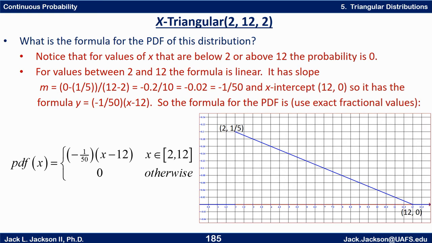Now the x-intercept is 12, 0, so it has the formula slope times x minus x-intercept. So that's negative 1/50th times parentheses x minus 12. That's the slope x-intercept form of that line. And so our formula is PDF of x equals negative 1/50th times x minus 12. X minus 12 is in parentheses. That works for x's from 2 to 12. It's 0 everywhere else. Now if you're going to graph it on your calculator, just let y1 equal this function, but be sure you only graph from between 2 and 12 on x.